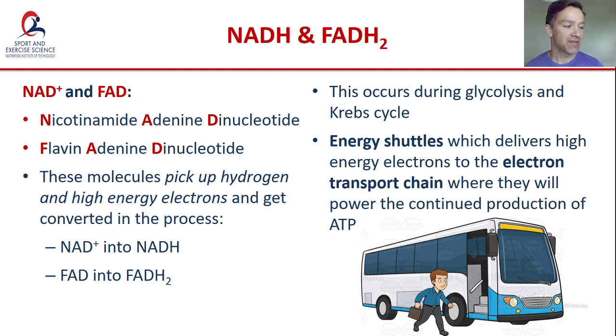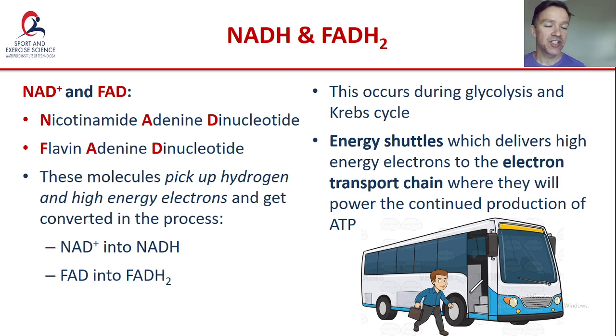NAD and FAD are molecules that pick up hydrogen and some high energy electrons. And in the process of picking up that loose energy and electrons and the hydrogen, NAD and FAD are converted into NADH because they've had the hydrogen added onto them, and FADH2 because they've had 2 hydrogens added onto them. This mopping up or picking up of hydrogen and energy occurs during glycolysis and the Krebs cycle. We've said that these molecules are produced during those cycles.